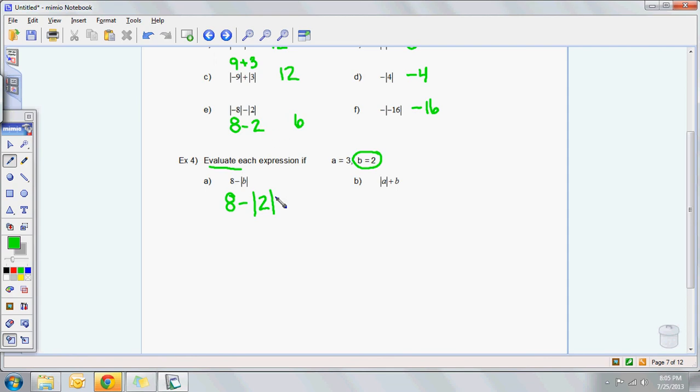So just like I did above, let's see if we can simplify anything. I can simplify the absolute value of 2 is 2. So I'm going to bring down everything else. So I have 8 minus 2 is 6. Same thing with this one. We're going to replace our values. So a is 3. So I'm going to write absolute value of 3 plus b is 2. So I'm going to write those out. Simplify what I can. Absolute value of 3 is 3. Bring down the 2, and my answer is 5.